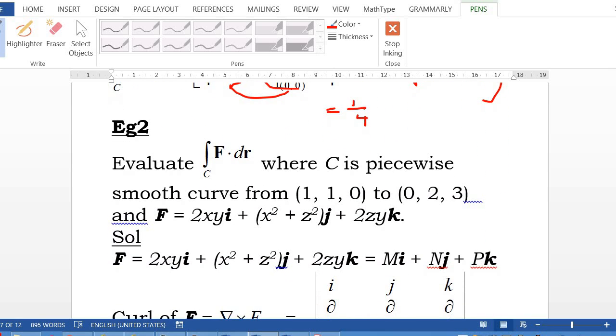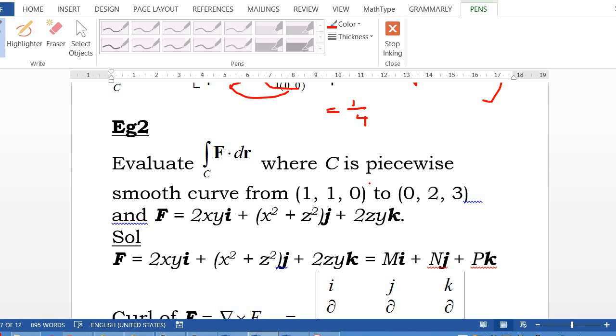Okay, then the second example. Evaluate the line integral f dot dr along curve C, where C is a piecewise smooth curve from (1, 1, 0) to (0, 2, 3), and given the vector f is 2xy i plus (x squared plus z squared) j plus 2zy k. In this case, we only know the starting and ending point. Then we don't know what kind of path from the starting point to the ending point. Is it a straight line? Is it a curve? And what kind of equation?